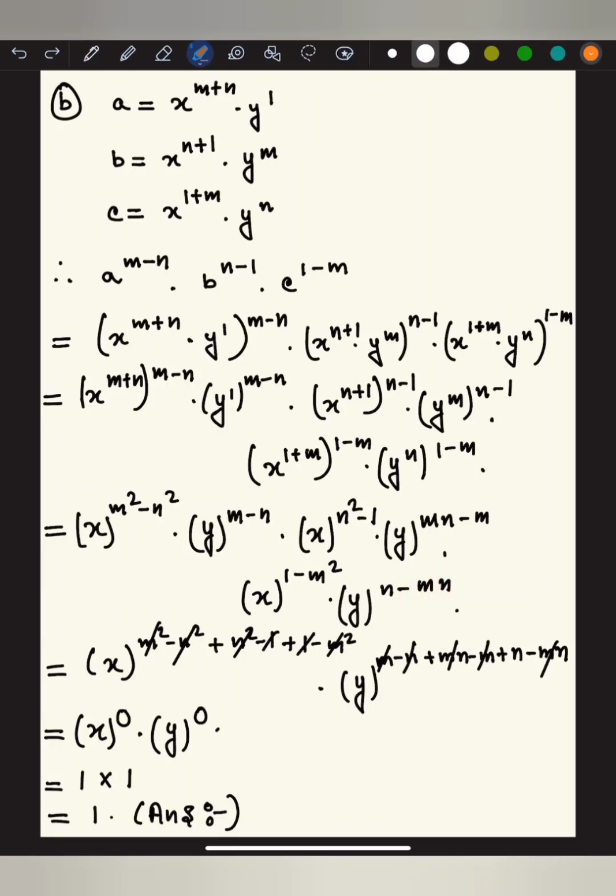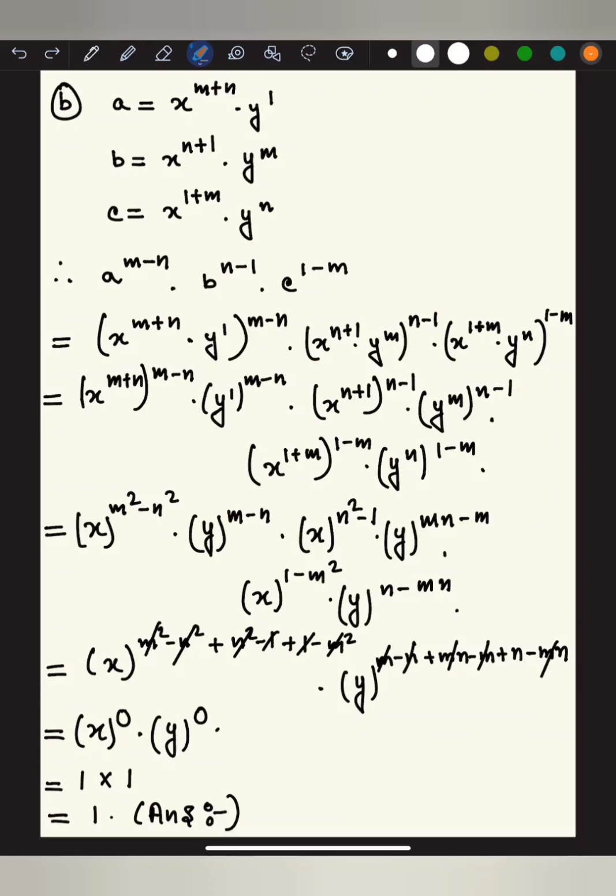Now I have brought all the values of x to one side and y to the other side, right? So x to the power m square minus n square into x to the power n square minus 1 into x to the power 1 minus m square. The powers will get added up since these are all multiplied, okay?